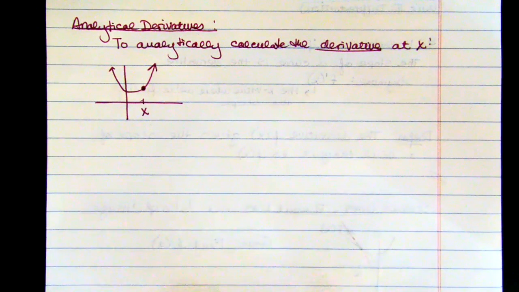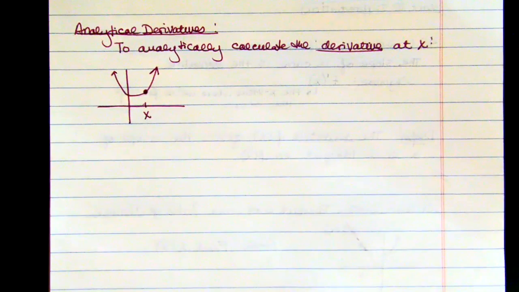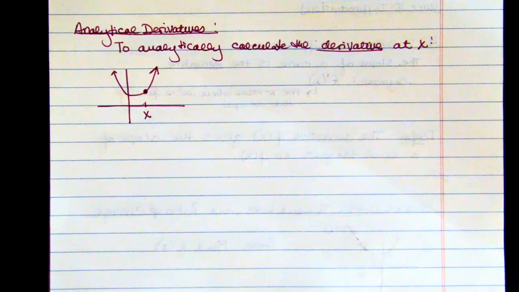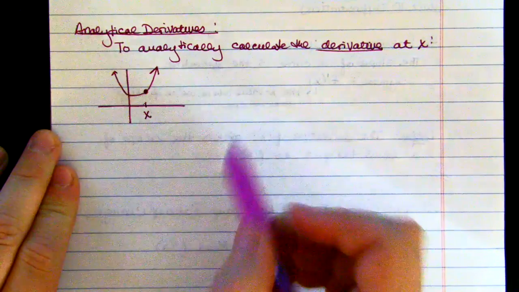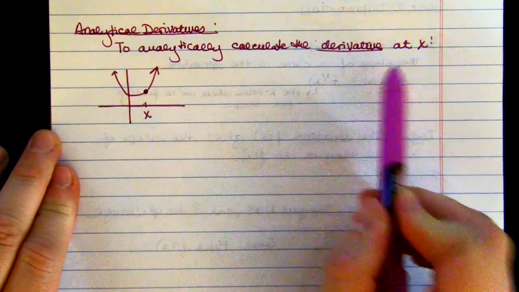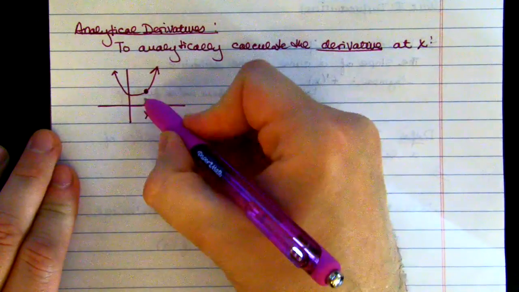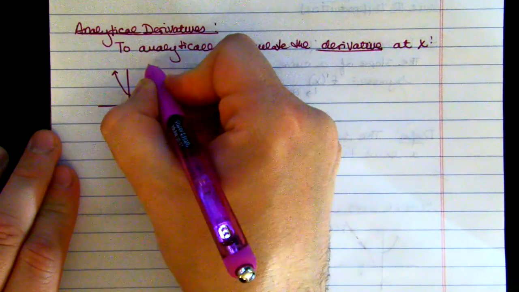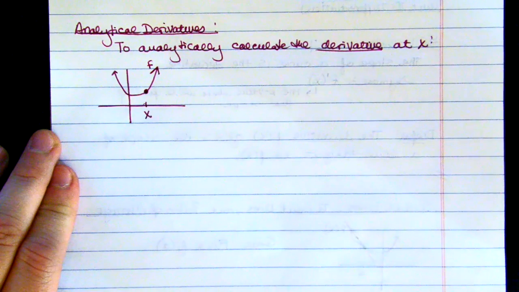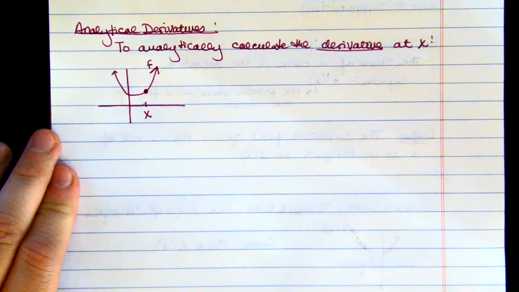So now we need to actually come up with a formula that will calculate the derivative of a function. And hopefully you took a look at that Desmos activity. That's going to kind of help us with this. I want to analytically calculate the derivative at x, the slope of a line tangent to this function, f, at x.